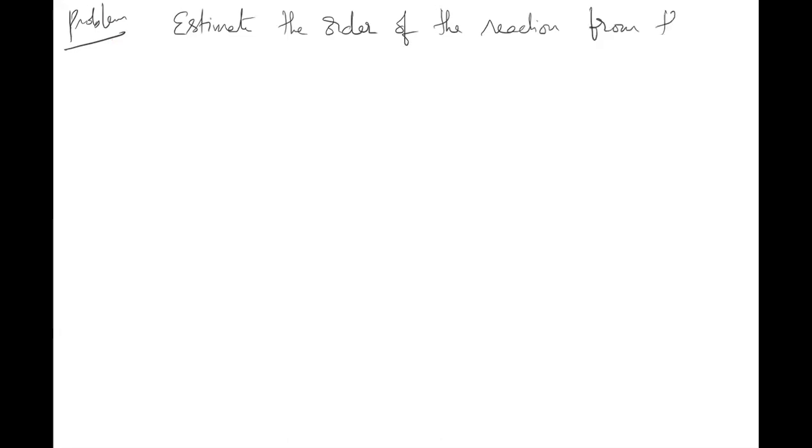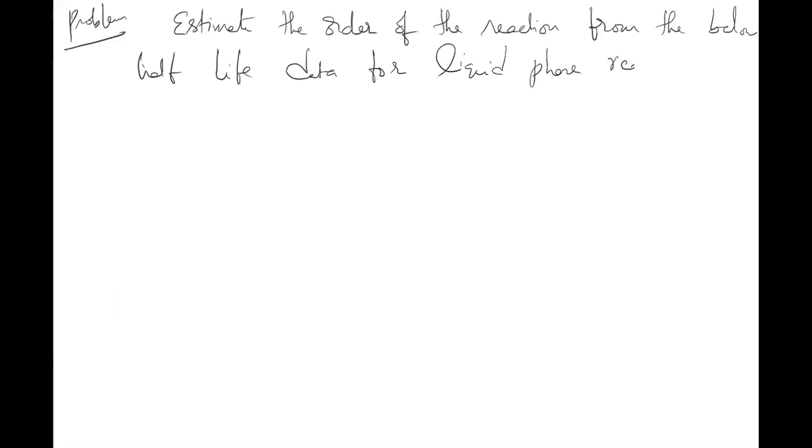So let's write this problem. Estimate the order of the reaction from the below half-life data for a liquid phase reaction A gives B. What is given is half-life, mole per liter, half-life.